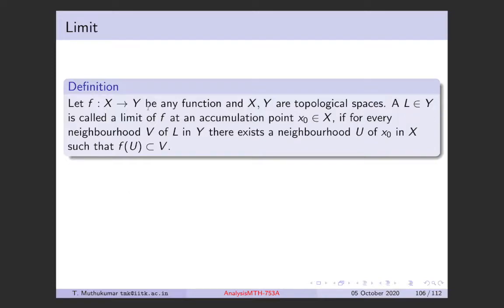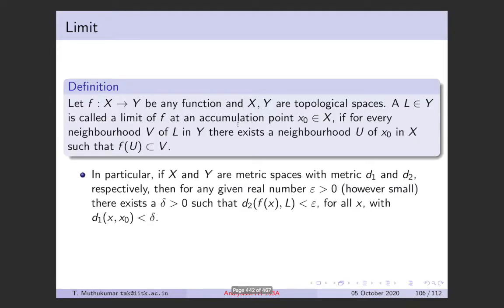If X and Y are two topological spaces, and if f is a function from X to Y, then an element L of Y is called the limit of f at an accumulation point x naught in X if for every neighborhood V of L in Y there is a neighborhood U of x naught in X such that f of U is contained in V. This is the definition of the limit of a function. So as x goes to x naught, f approaches L.